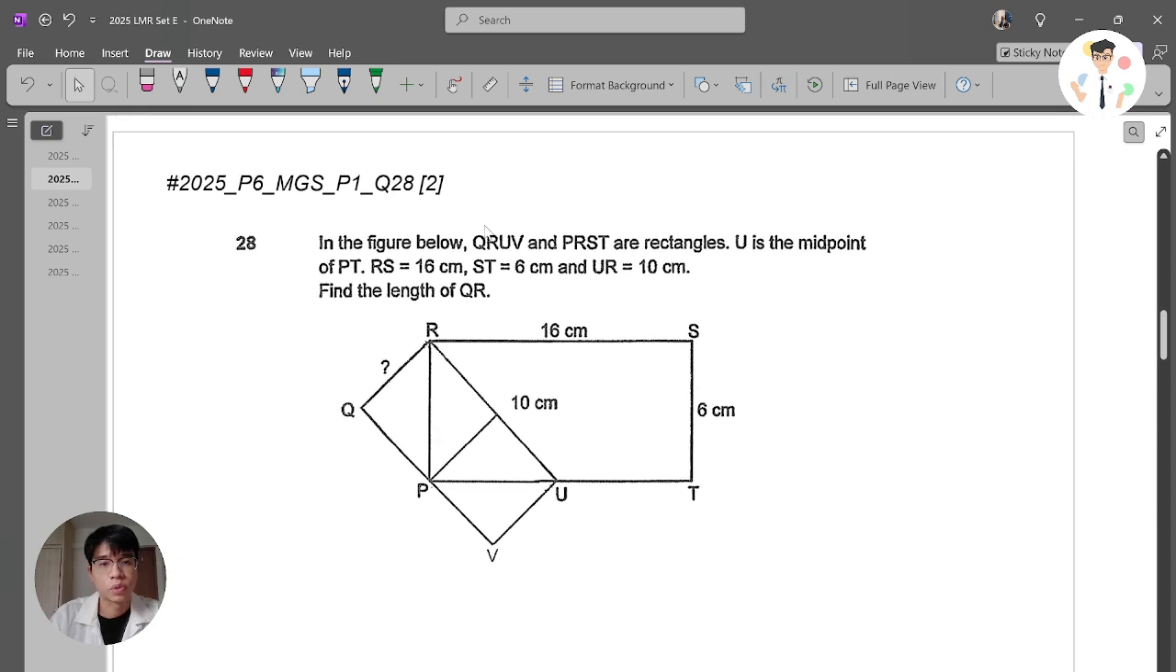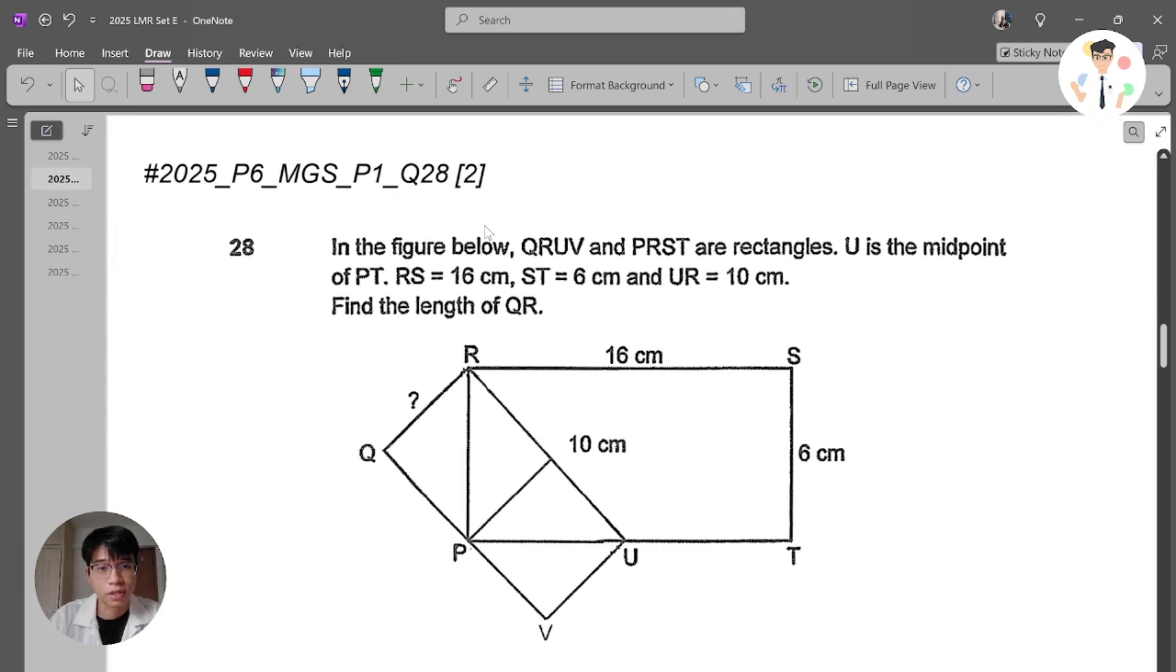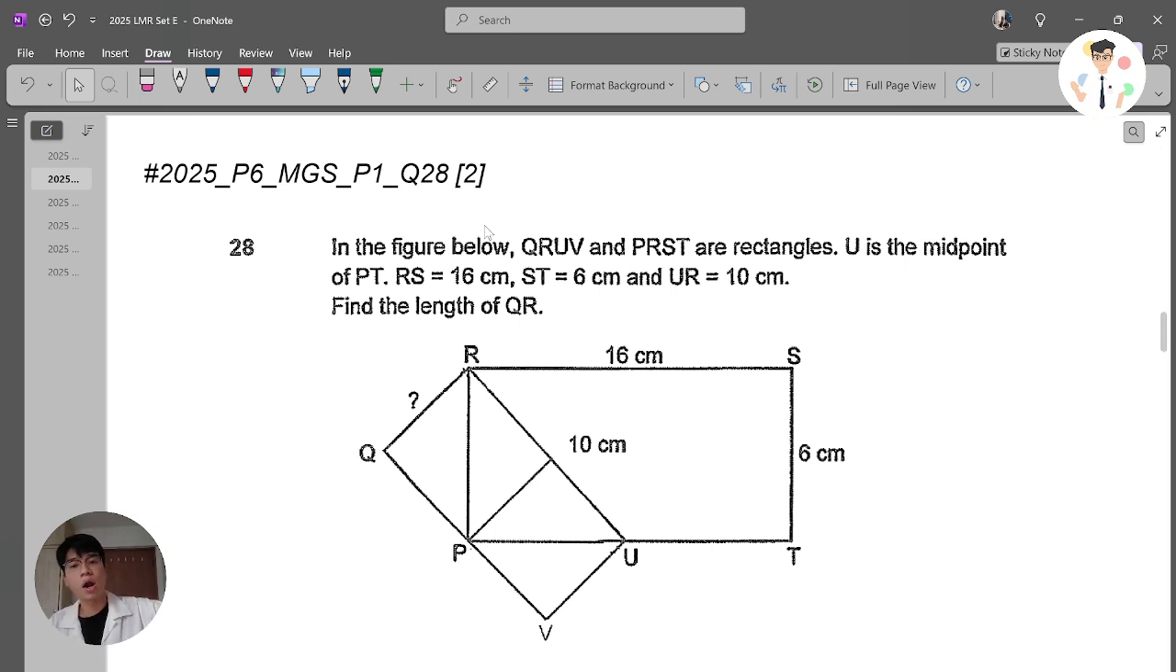MGS paper 1 question 28. This is a question I like a lot. It says that in the figure below, QRUV and PRST are rectangles. As you can see, QRUV is a rectangle here, and PRST is another rectangle here. U is the midpoint of PT, so this is half. RS is 16 cm, which means if half, here is 8 cm. Here also 8 cm. And here 6 cm means here also 6 cm.